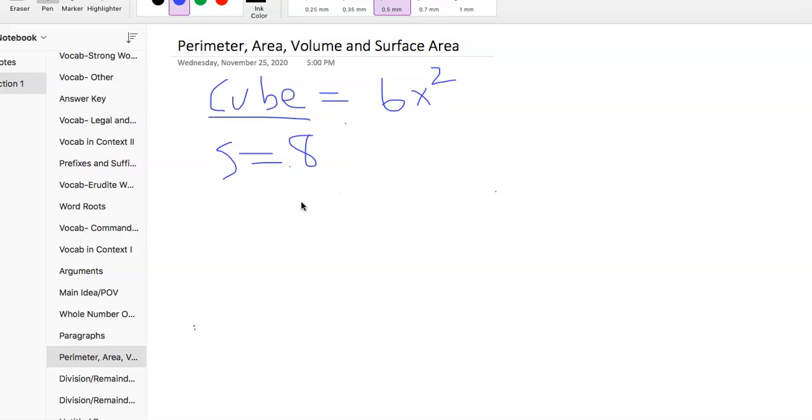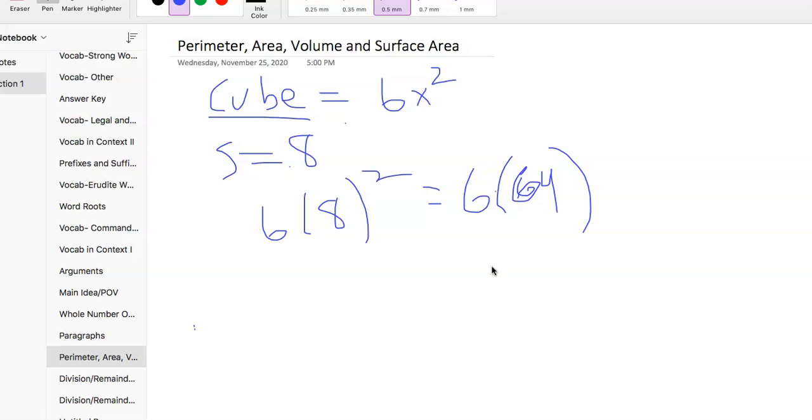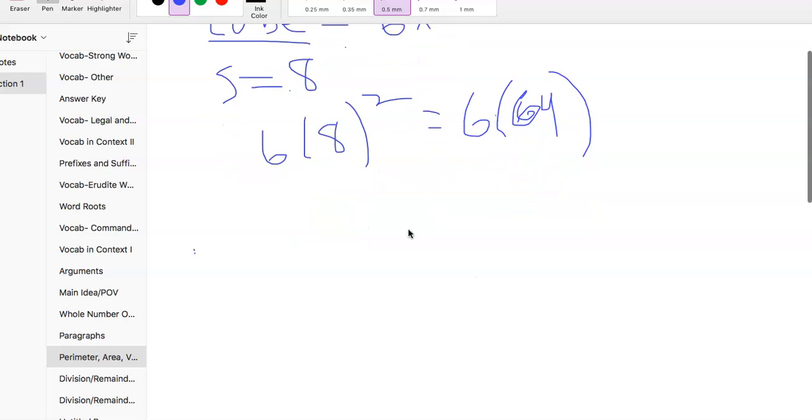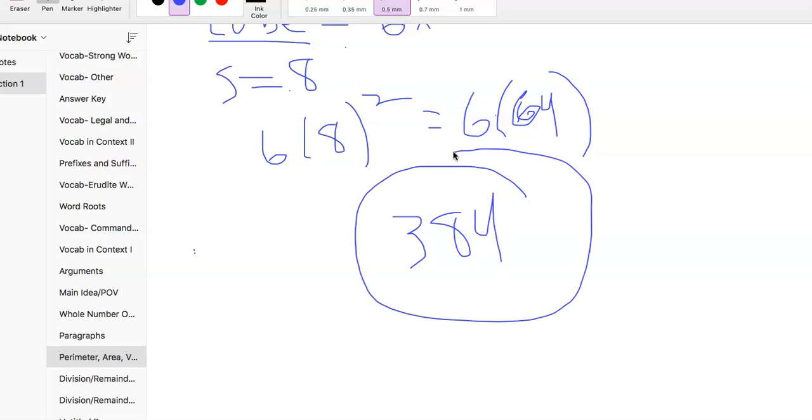Okay, so then all you're going to do, right, is this one's going to be easier. 6 times 8 squared, right? 8 squared is 64. So you got to be comfortable squaring numbers here. If that's an issue, then we definitely want to spend some time getting comfortable with being able to square a bunch of numbers. And then we just have 6 times 64. Once we multiply that out, 384 is our final answer. If one of the sides is 8, surface area of a cube, 384.